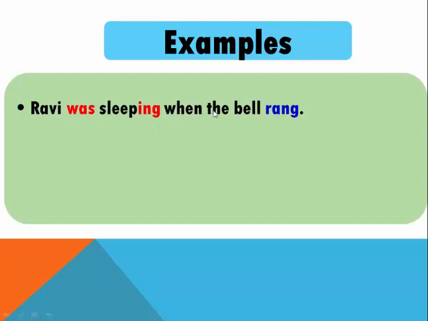Ravi was sleeping when the bell rang. You can see what happened in the past: a bell rang. And what was happening at that time? Ravi was sleeping. So two actions are there. The bell rang is simple past, and at that time one more action was happening. Ravi was sleeping when the bell rang.